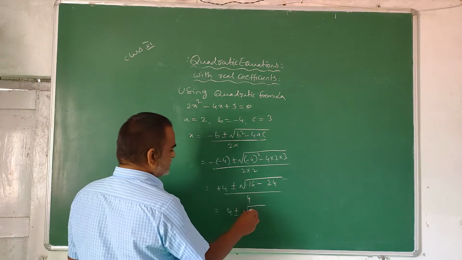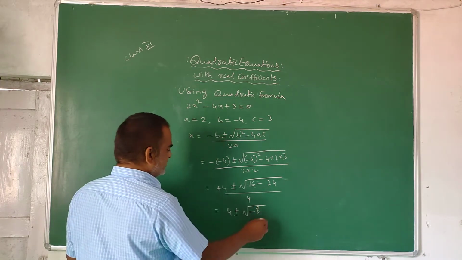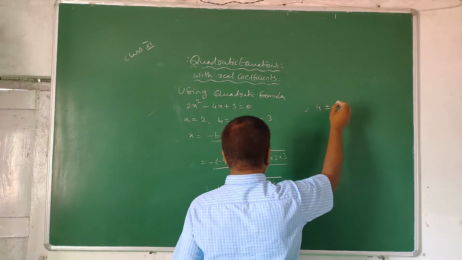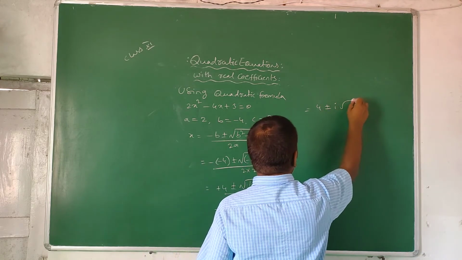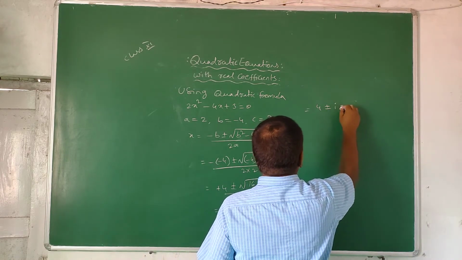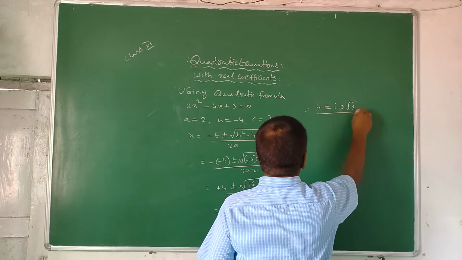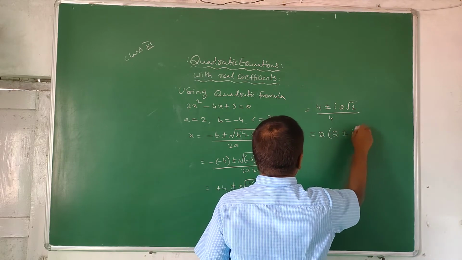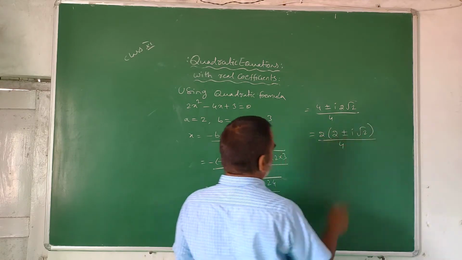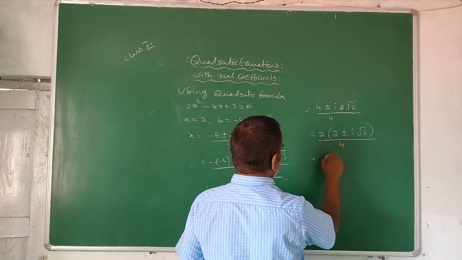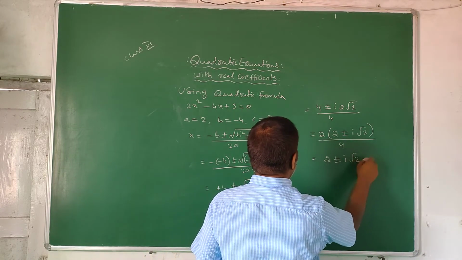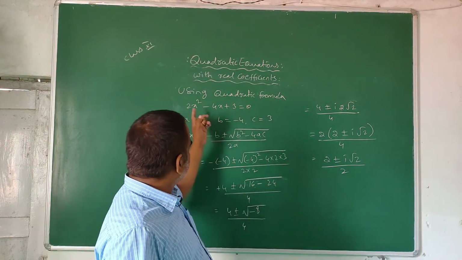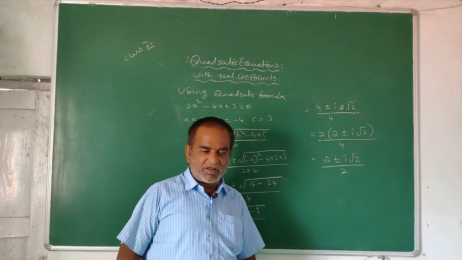16 minus 24 is minus 8, by 4. Equal to 4 plus or minus root minus 8, which is i root 8, and root 8 is 2 root 2, by 4. If you take 2 common, 2 plus or minus i root 2 by 4. So 2 2s are 4, so 2 plus or minus i root 2 by 2. So this is the answer. Understood? This is the way of solving a quadratic equation using the quadratic formula.